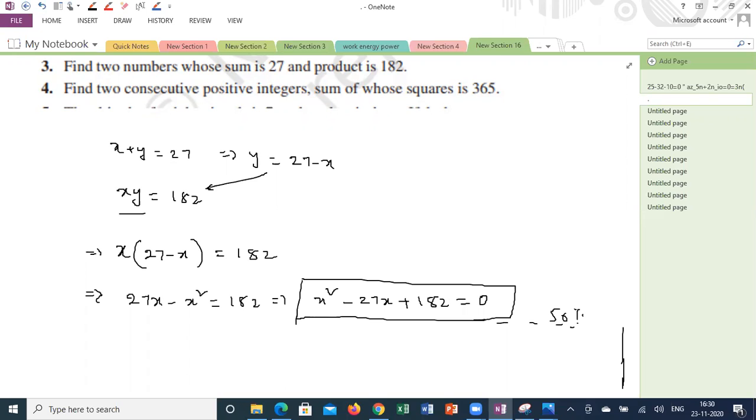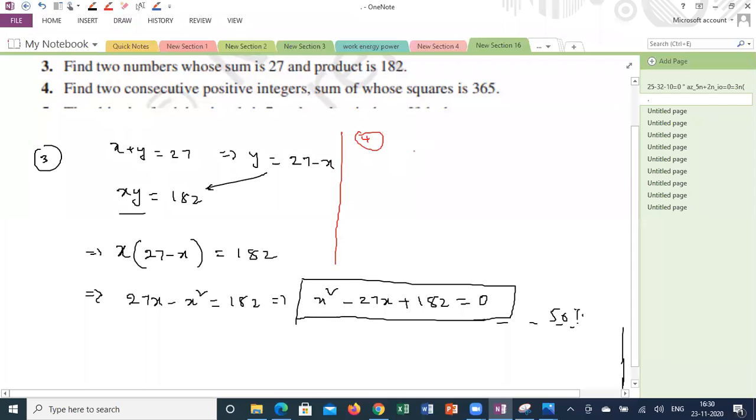Fourth question also has consecutive positive integers. How can you take the two positive integers? Consecutive means x and x plus 1. So sum of the squares means, this is a clue for the third question. When it comes to the fourth question, yes, I am giving the clue for the fourth question.